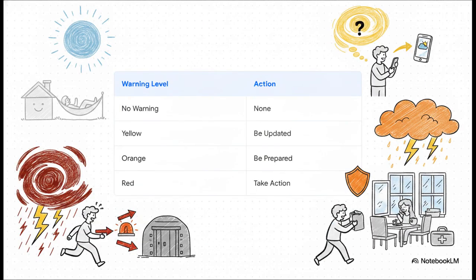To communicate all that data to the public, especially since climate change is undeniably making extreme weather events way more frequent, the IMD uses this crucial 4-tier color-coded warning system. If a region has no warning, well, no action is needed. A yellow watch means you need to be updated on changing conditions. An orange alert escalates things. You need to actively be prepared. And a red warning is the absolute highest level, meaning you must take immediate action to protect yourself. By understanding this structured system, we can literally decode the IMD's daily maps and stay safe.